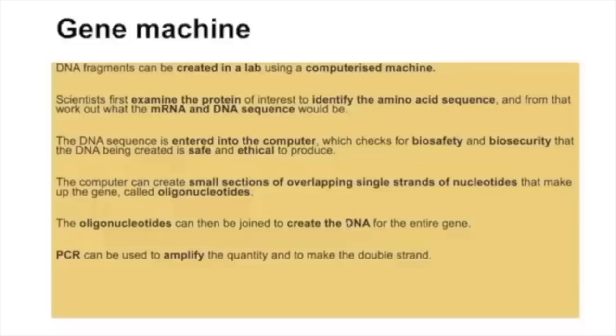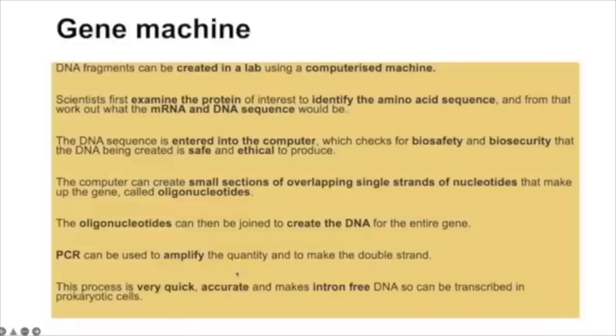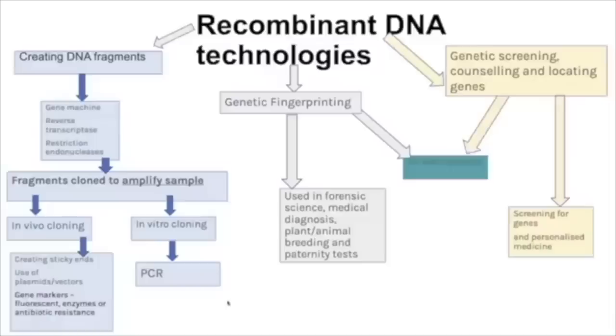PCR, which we'll be looking at shortly, can be used to amplify the quantity that you have, and it makes it double-stranded. So this process is very quick, it's accurate, you can design it to be intron-free, so that means the DNA can be transcribed in prokaryotic cells. So that's creating our DNA fragments.